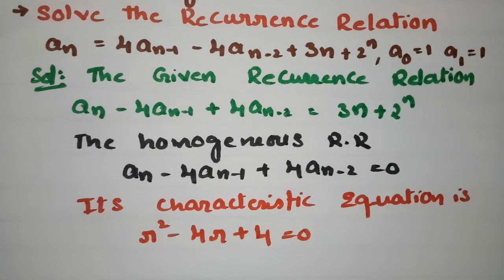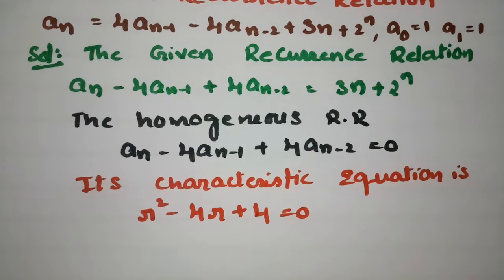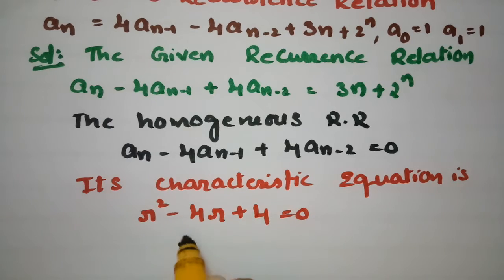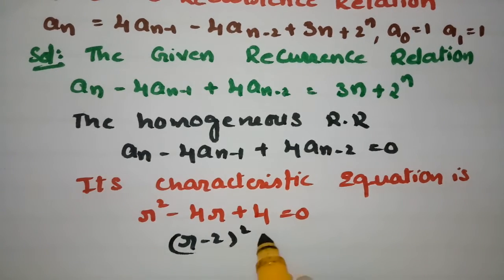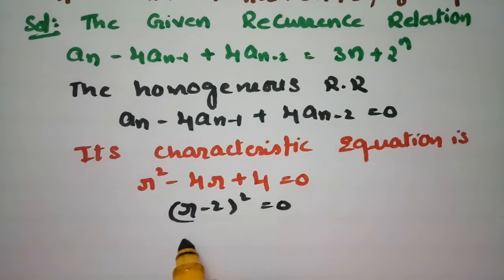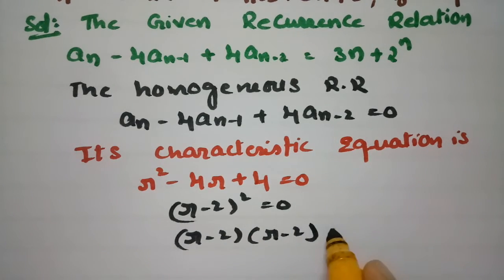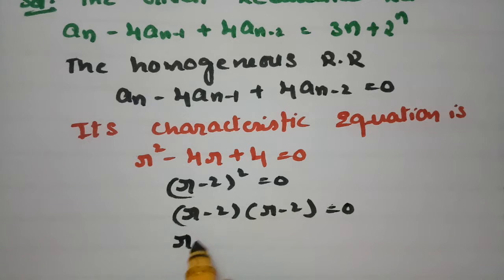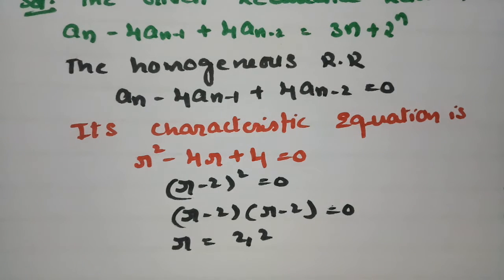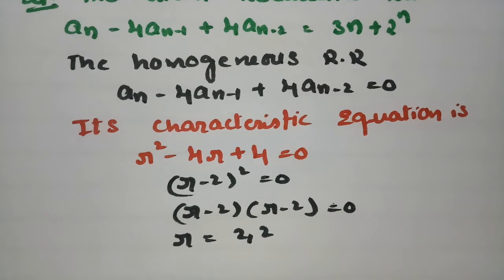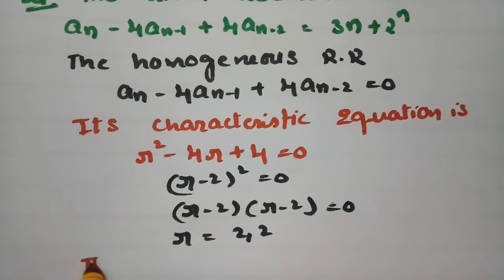Now I have to find the roots. This can be written as (r - 2)^2 = 0, so r - 2 = 0 and r - 2 = 0. Therefore r = 2, 2. We got equal roots. Therefore our homogeneous solution can be written as follows.